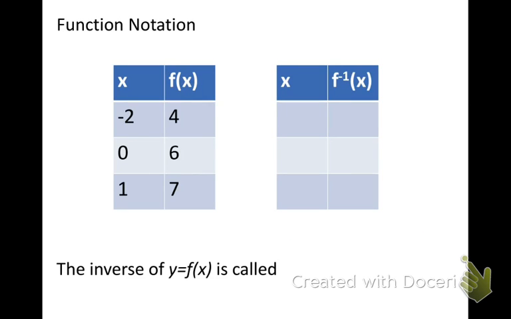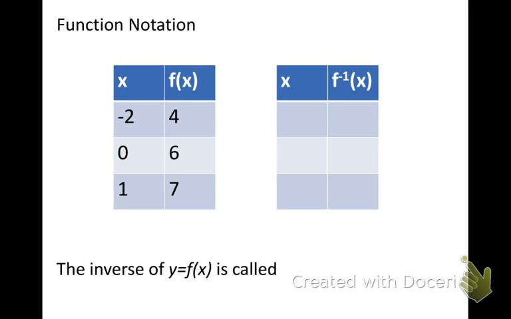Okay, let's talk function notation. So we previously discussed that sometimes instead of using y, we use f of x. So we have a pairing here. It shows it in the chart. We have x and f of x. So these are ordered pairs: (-2, 4), (0, 6), and (1, 7).